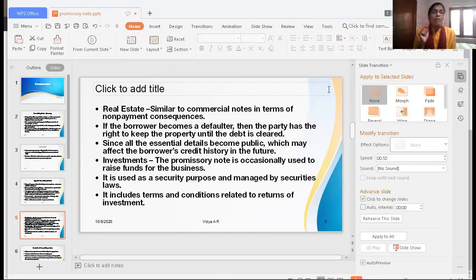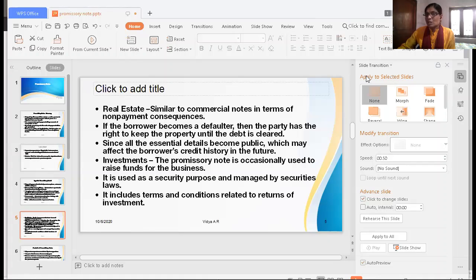Then in the form of investments, the promissory note is occasionally used to raise funds for the business. In the case of big businesses, they are issuing pro notes. What is the need for that? It is used for security purposes and managed by securities laws.